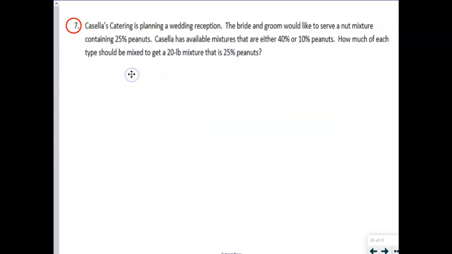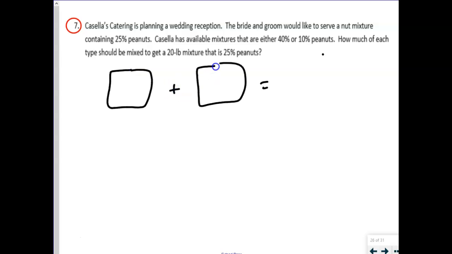All right, so we have this question on worksheet 5B, number 7. They're planning a wedding reception, this caterer, and they have to create a nut mixture that has 25% peanuts, and it has to be 20 pounds, okay? So they're going to create that by mixing 2 different varieties they already have to create what they want. So I always start these problems by kind of like literally thinking about mixing 2 things together.